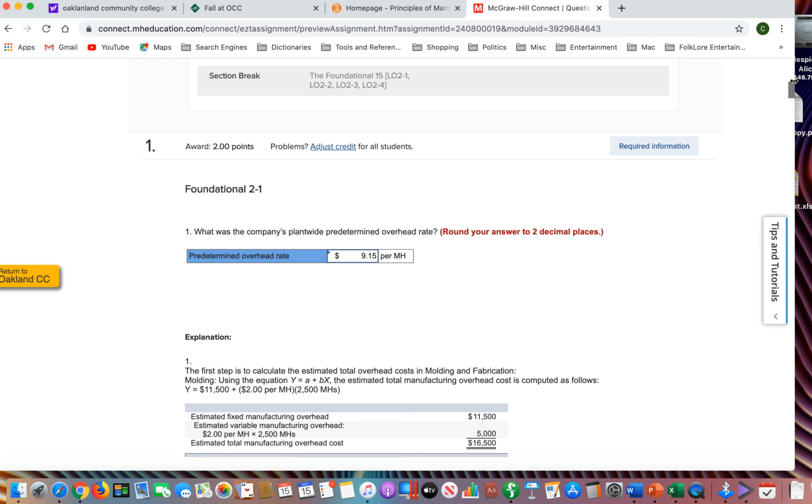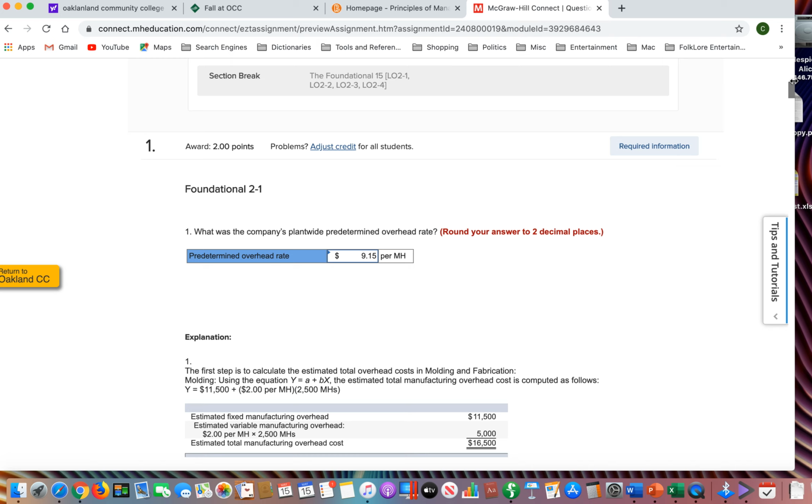You will see a problem like this on an exam. You're going to see plant-wide and individual department and everything, so just make sure you understand this. So now we know that the predetermined overhead rate is $9.15 per machine hour. Okay? So the question becomes now, let's move on down.